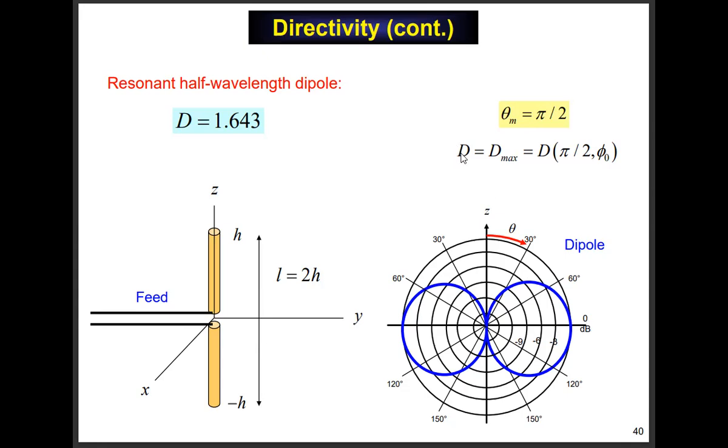So now when I use the symbol D and I don't put theta or phi as an argument, then it's usually understood to be maximum directivity. So that means theta is pi over 2. And well, I don't care about phi because it's omnidirectional, right? So I just put phi 0 there, whatever, it doesn't matter what it is. Okay, so in the direction of 90 degrees, maximum directivity, D, which means D max, is 1.643.